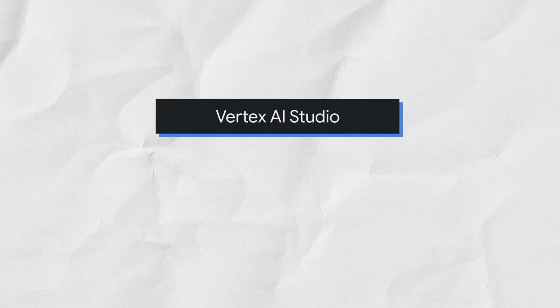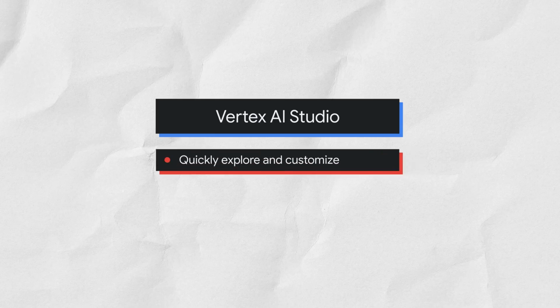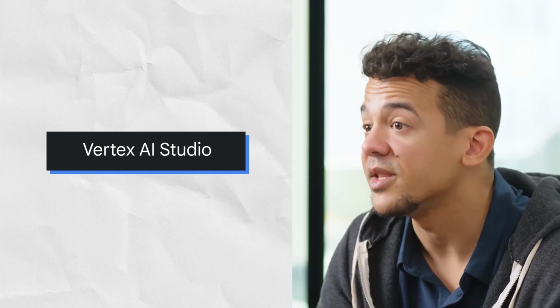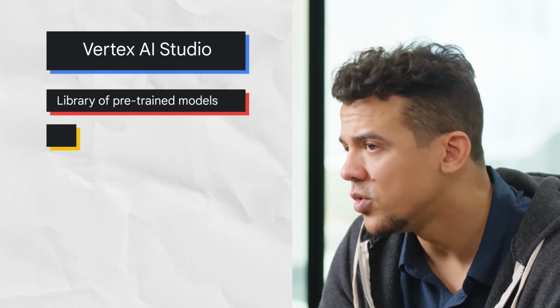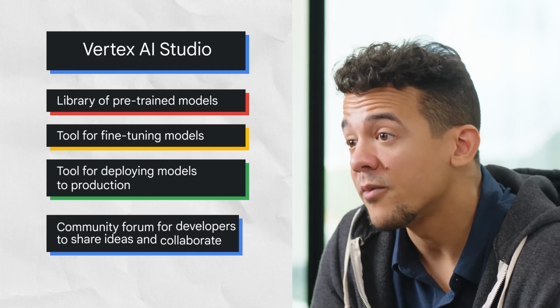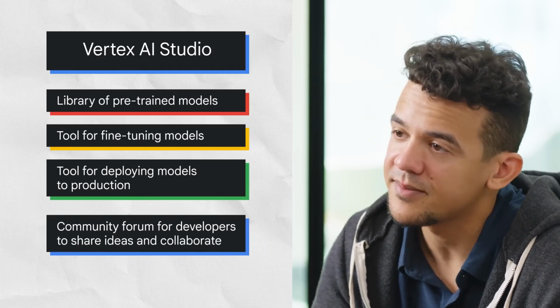The first is Vertex AI Studio. Vertex AI Studio lets you quickly explore and customize generative AI models that you can leverage in your applications on Google Cloud. Vertex AI Studio helps developers create and deploy generative AI models by providing a variety of tools and resources that make it easy to get started. For example, there is a library of pre-trained models, tool for fine-tuning models, tool for deploying models to production, and community forum for developers to share ideas and collaborate.